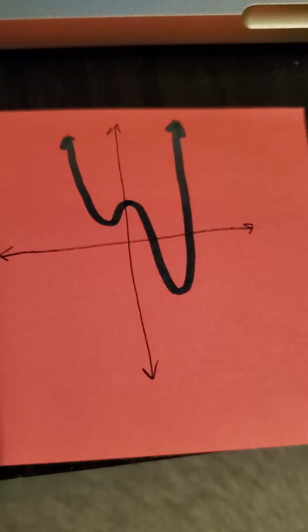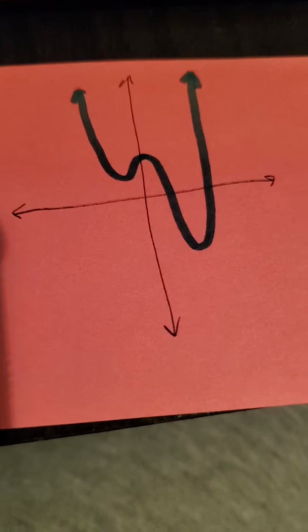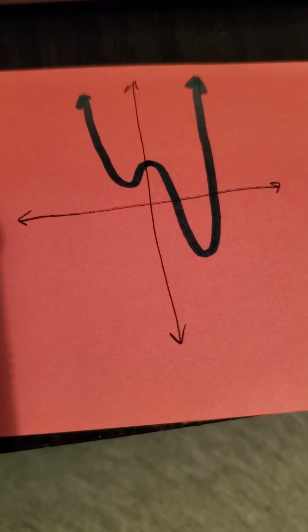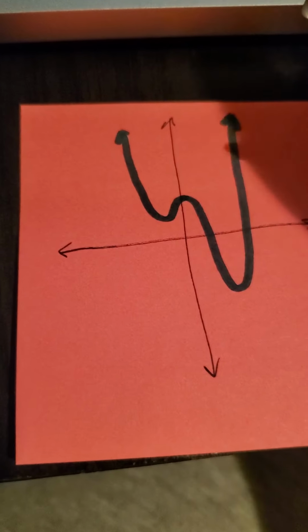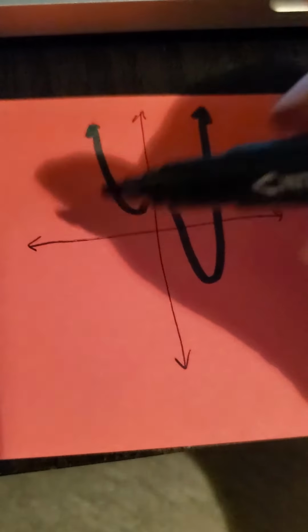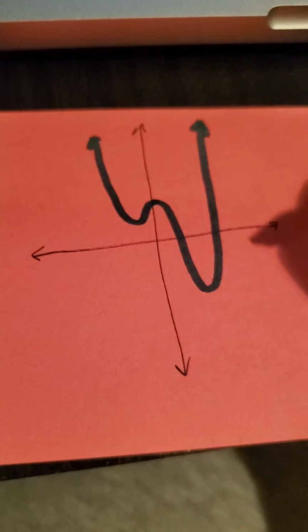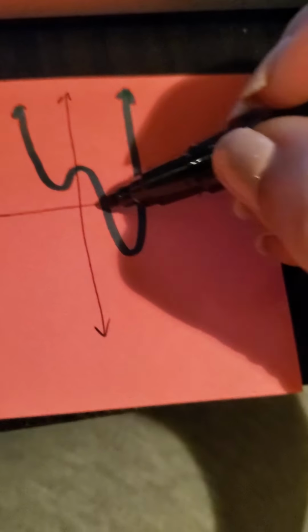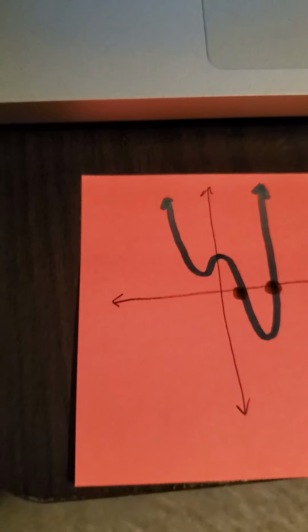Okay, this video is for day 25. So this is example number 1. It's already given to you on your paper, but I'm just going to explain a little bit more. Any time that the graph hits the x-axis, so that's this one, that counts as a real zero. So it hits it here and here, so that's why it has 2 real zeros.